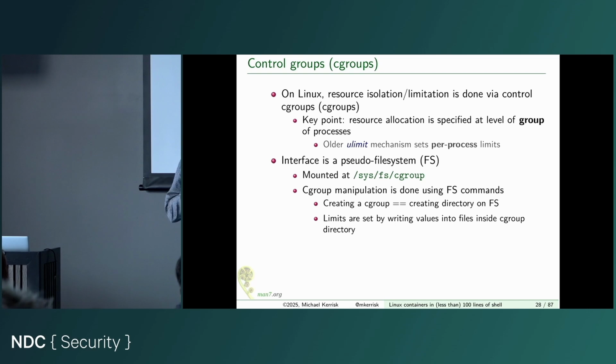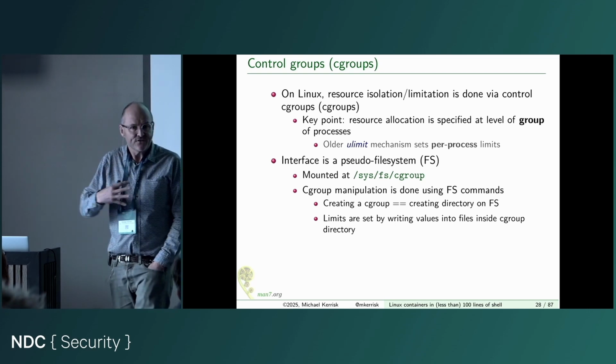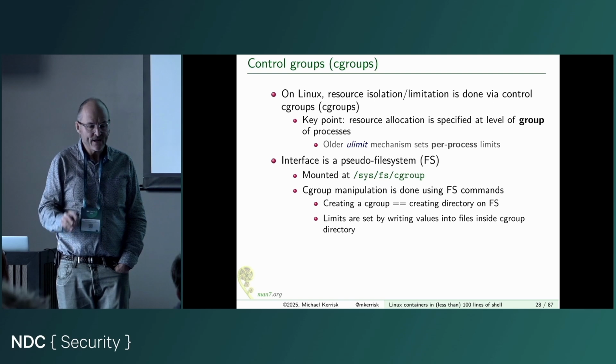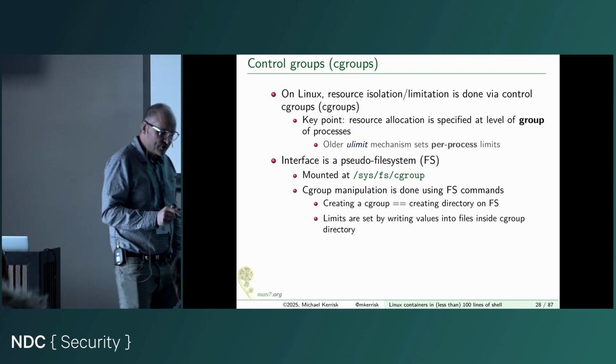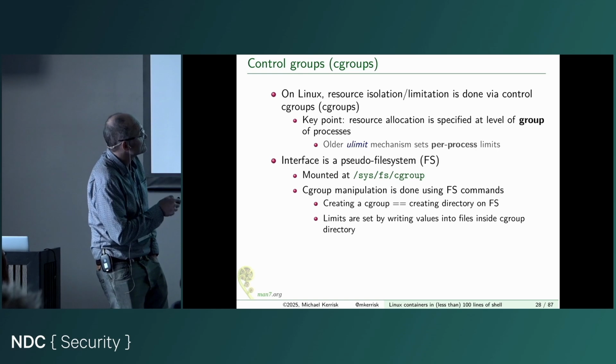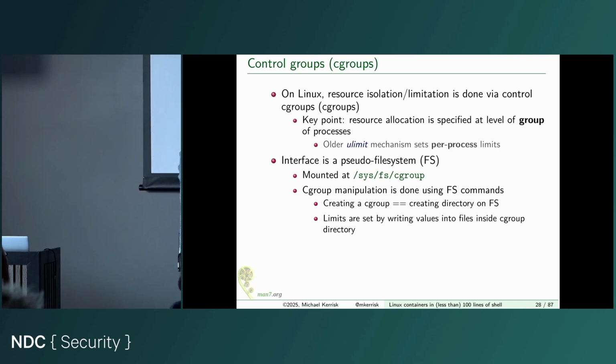The way that Cgroups work, the interface for controlling Cgroups, is a file system. In order to make a Cgroup, on that file system, the so-called Cgroup2 file system mounted at this location here, all we do is make a directory. That is synonymous with the act of creating a Cgroup.